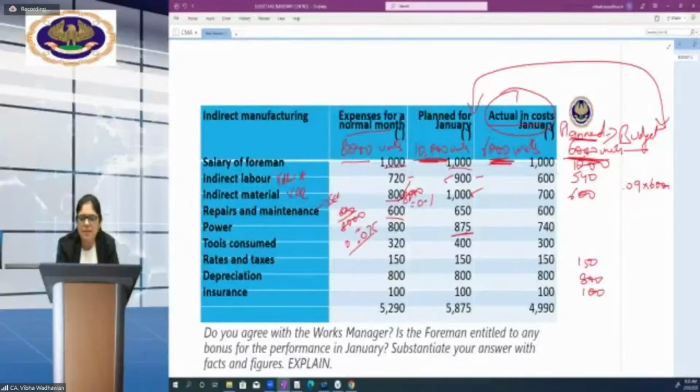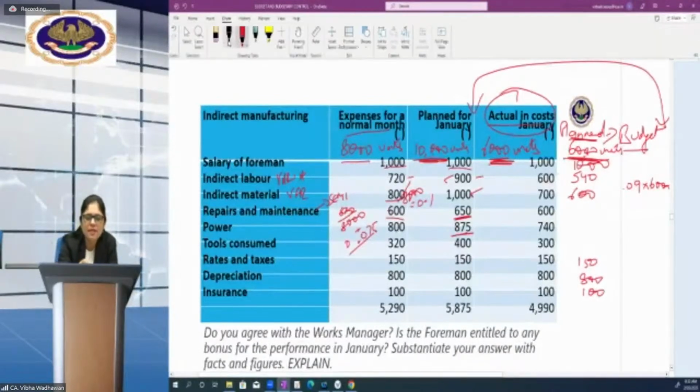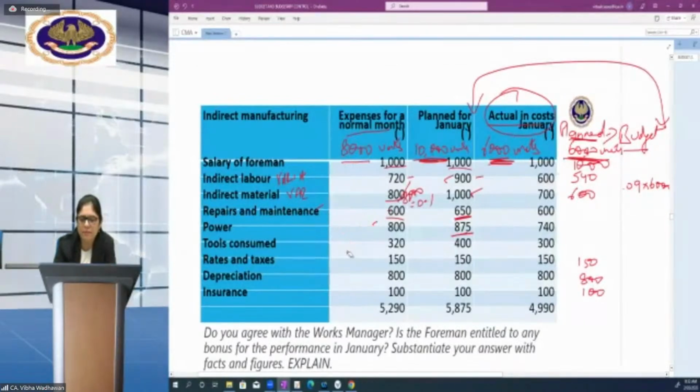It is a semi-variable expense because the variable cost per unit, if we multiply it by 10,000, comes to 650 and it should come to 750. That means it is not a totally variable cost. It is a semi-variable cost. Now, how do we split a semi-variable cost into fixed and variable? Just try to understand how we do it.